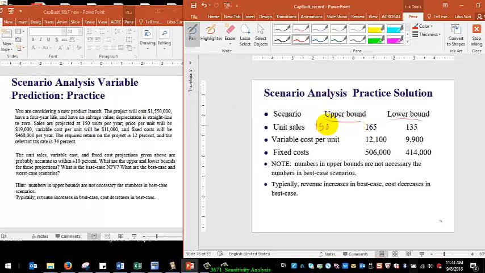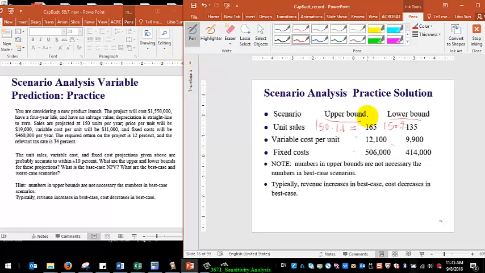For unit sales, the original is 150, so 10% up is times 1.1. So 150 times 1 plus 10%, which is 1.1, we get 165. For the lower bound, we have 150 times 90%, so we get 135. Same thing applies to the variable cost and fixed cost. Variable cost is 11,000, up by 1.1 and for the lower bound down by 10%. Fixed cost is 460,000, up by 1.1 and down by 10%.